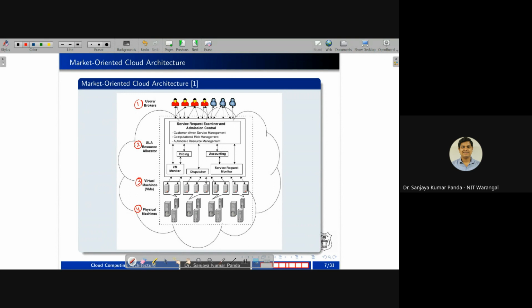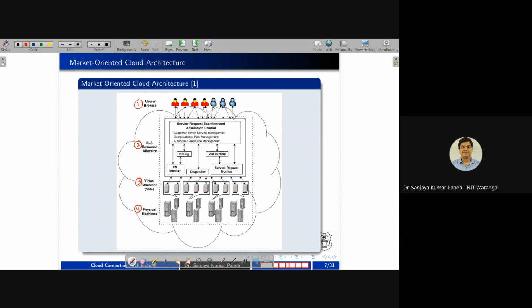The user needs a web browser, like you are attending this Google Meet. Google Meet is also a cloud service provided by Google, right? You have a particular link, you type that link, and with your credentials, username and password, you are able to log in to your account and enter a particular meeting. Similarly, the user wants services from the cloud.